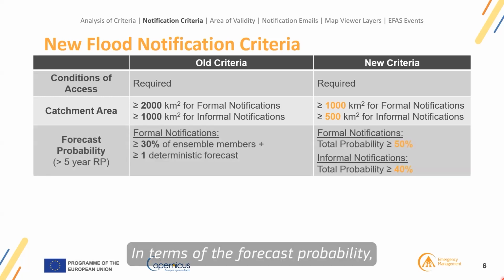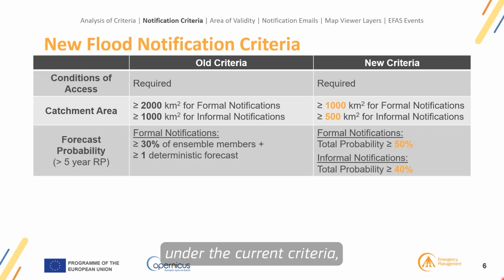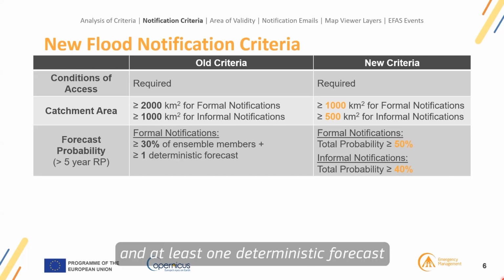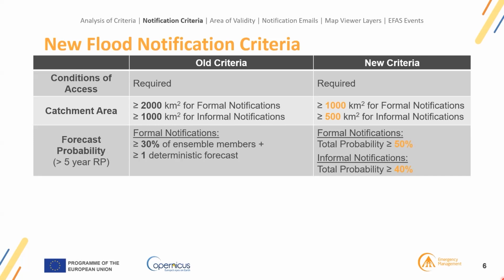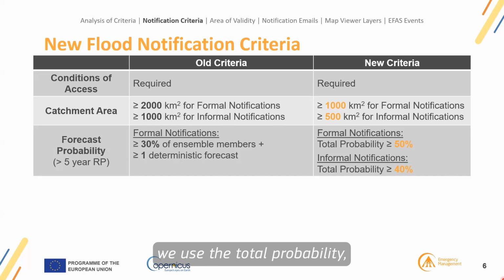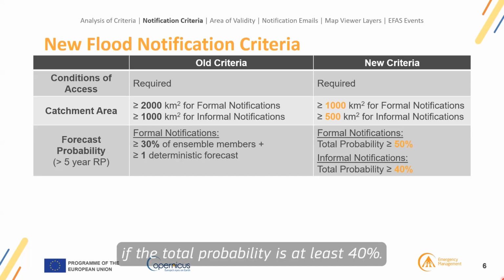In terms of the forecast probability, under the current criteria, formal notifications require at least 30% of the ensemble members and at least one deterministic forecast to exceed the 5-year EFAS return period threshold. Under the new criteria, we use the total probability, and formal notifications are sent if the total probability is at least 50%, and informal notifications are sent if the total probability is at least 40%.